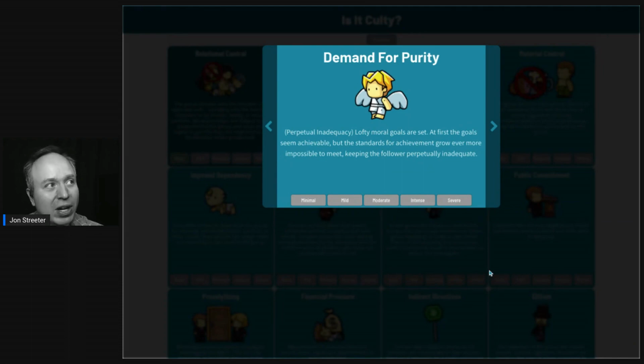Okay, demand for purity or perpetual inadequacy. Lofty moral goals are set. At first, the goals seem achievable, but the standards for achievement grow ever more impossible to meet. They keep the follower perpetually inadequate.